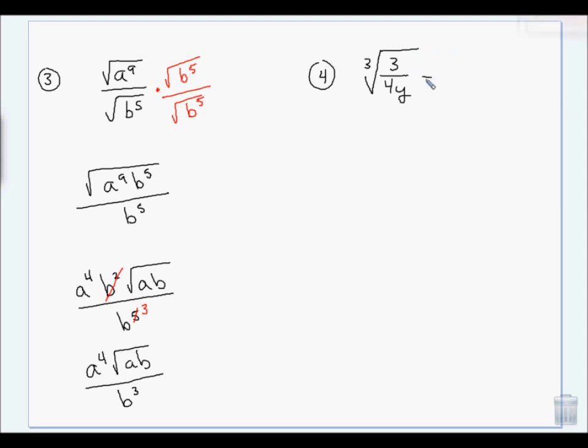So here we have a cube root. So I have 4. Now 4 is the same thing as 2 squared, right? So this is actually, I'm going to write that off to the side. So this is actually the cube root of 3 over the cube root of 2 squared y. And the reason I did that is because this way I'm multiplying by a smaller number. I'm not going to have anything to worry about reducing.